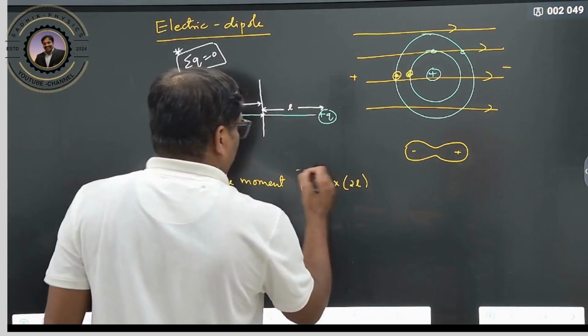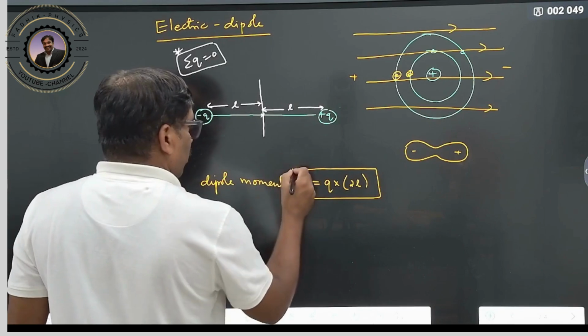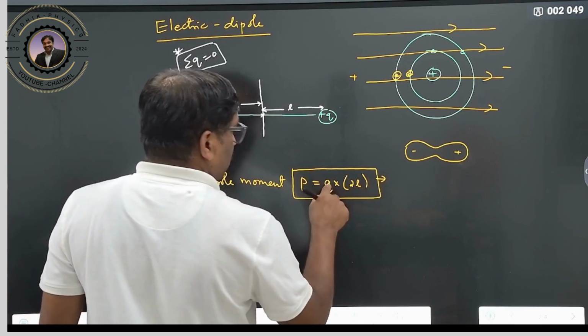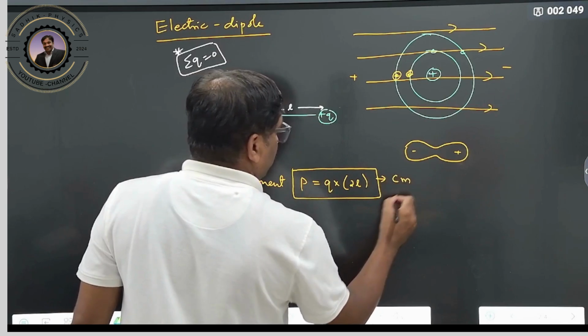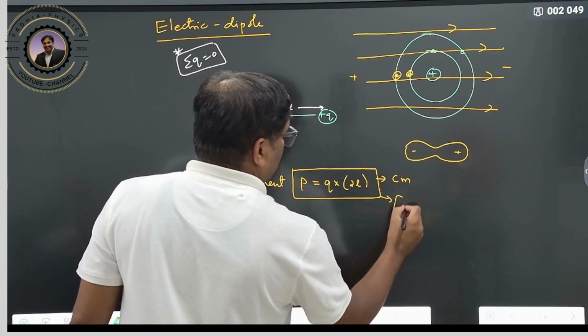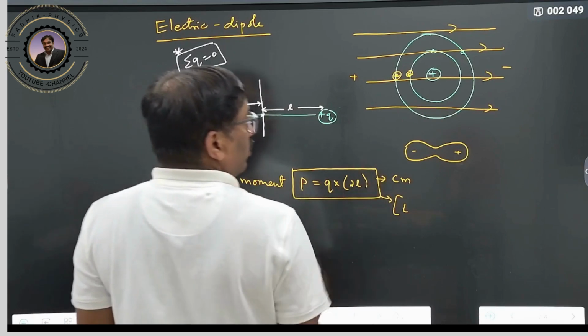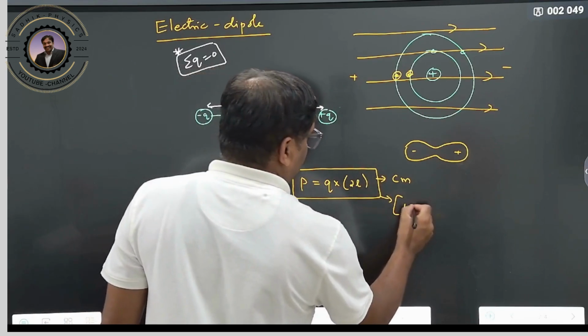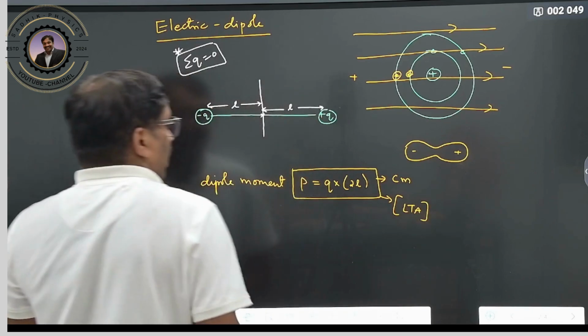So this is the dipole moment. What is the unit? It is coulomb into meter. What is the dimensional formula? Meter is L, and coulomb is AT, therefore T into A. So this is your dimensional formula.